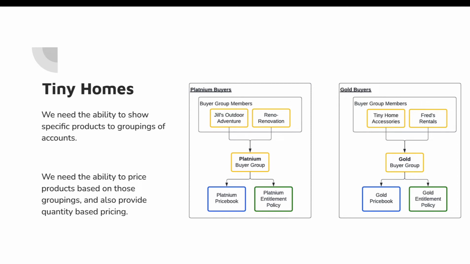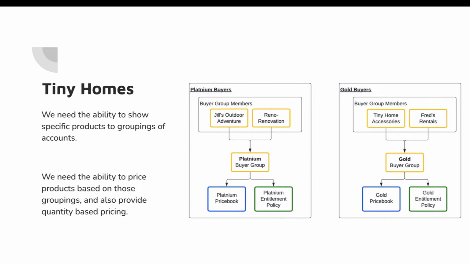The second thing is on the left-hand side, you can see that we have two asks from Tiny Homes as we're setting up their storefront here. First one is we need the ability to show specific products to groups of accounts. And we need the ability to price products based on those groupings and also provide quantity-based pricing or quantity-based discounting. I phrase them that way because, if you're familiar with the space and you're trying to get things working in a storefront, you'll probably phrase it this way. You're probably not as familiar with the buyer groups, entitlement policy and price books concepts of Salesforce yet. So this is the normal speak of what people ask for.